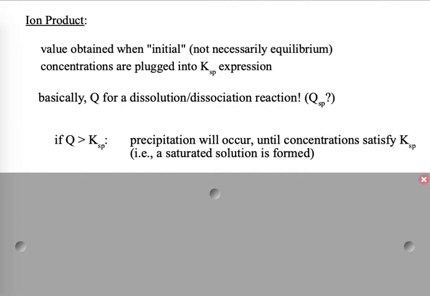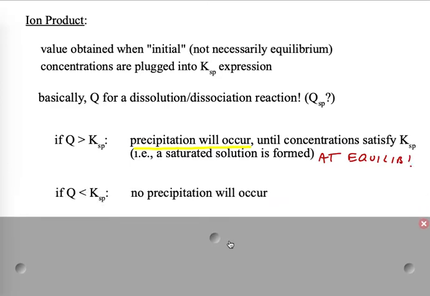How does that take place? Well, obviously by precipitation. So precipitation will occur, i.e. the reverse of the dissolution and dissociation process, until the concentrations are low enough to satisfy the Ksp expression, which means a saturated solution is formed, and of course that means we are at solution equilibrium. On the other hand, if, as we saw in the example, Q is less than Ksp, then the concentration of ions is not high enough and no precipitation will take place.